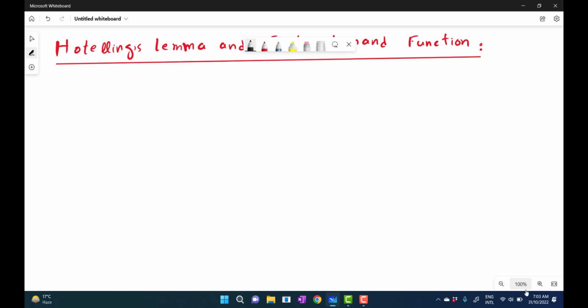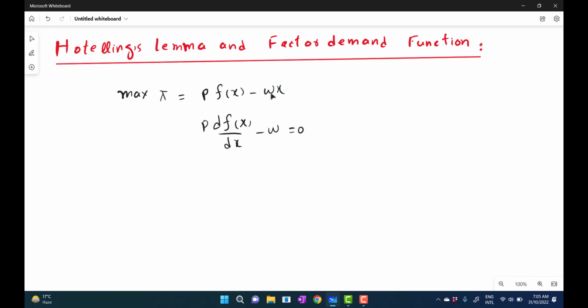For this purpose we are assuming the case where the firm is using a single input to produce a single output. So this is the optimization problem where the firm is producing a single output using a single input. If we apply the first order condition, we get the condition for the firm to maximize its profit.